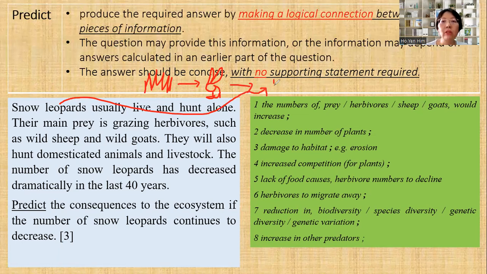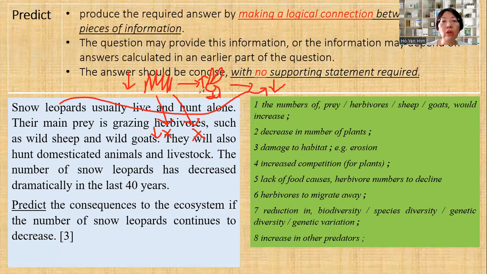So now as the snow leopard number decreases, there's less snow leopard to feed on the herbivore, right? So the herbivore number will increase. So when the herbivore number increases, there'll be more herbivores feeding on the grass, which is the plant. So the plant number will decrease. So other herbivores that feed on the plant cannot get enough food. So they may actually decrease in number and eventually they'll die off. And then the rabbit also will face the same condition.